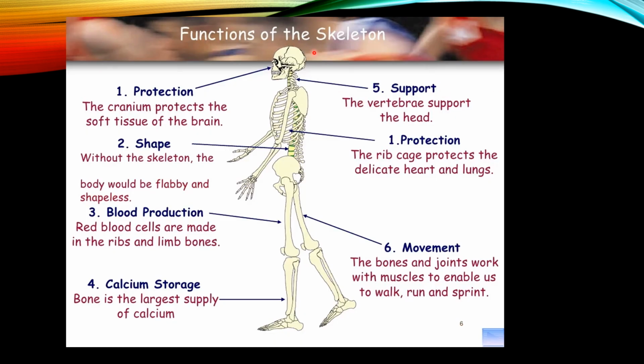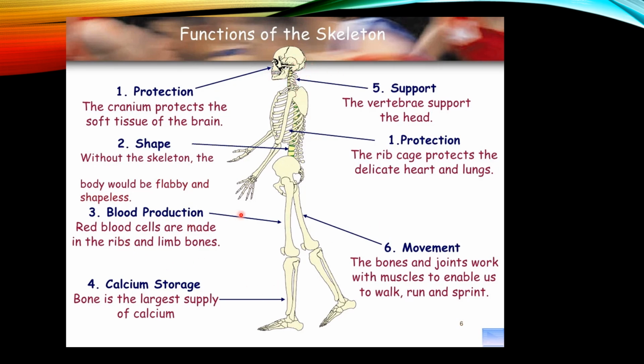Coming to the functions of the skeleton, now we can understand it by a pictorial representation. It protects, that means the cranium protects the soft tissue of the brain. The rib cage protects the delicate heart and lungs. Second, shape. Without the skeleton, our body is flabby and shapeless. So the main function of the skeleton is to give shape and support to the body. The next function is support. The vertebral column, or the vertebrae, support the head.